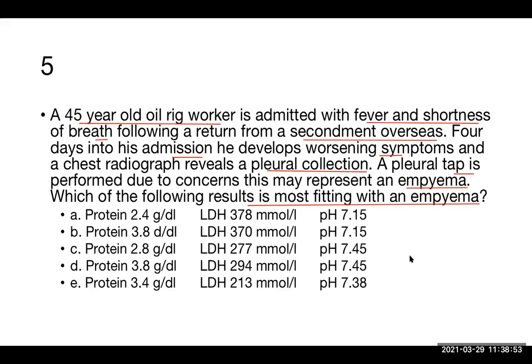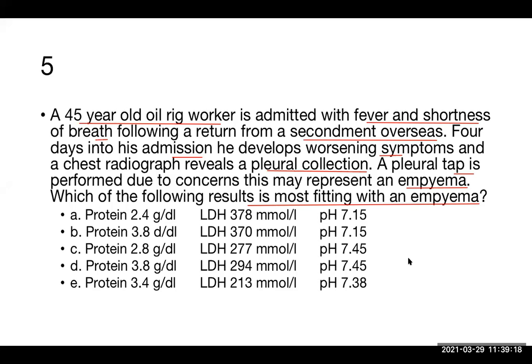Option B. Okay, option B. Why option B? Give reason, please. Sir, high protein and high LDH with acidic pH. These are the specific features for exudative effusion. Very good. Yes, directly, you chose the option and then gave the correct answer as well.